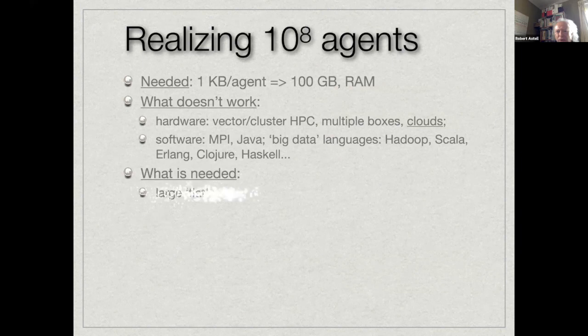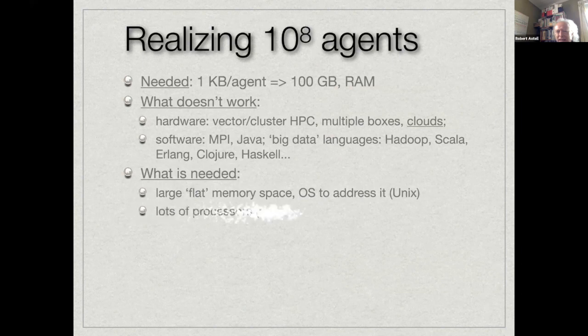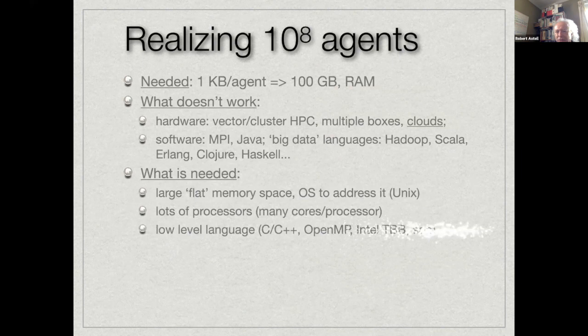So what we found that works well is a large flat memory space and some kind of operating system that's capable of addressing that memory space. A lot of processors. Basically, the more processors you can get, the better, and for a reason I'll mention in a minute. So we've actually gone to quite low level here, writing our own C++ code, OpenMP, Intel threading building blocks. We tried GPUs with some success.